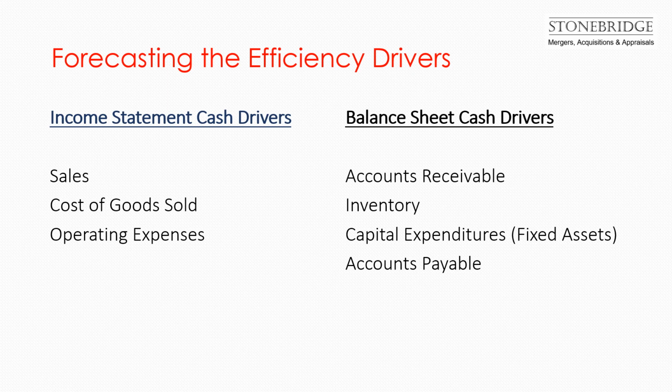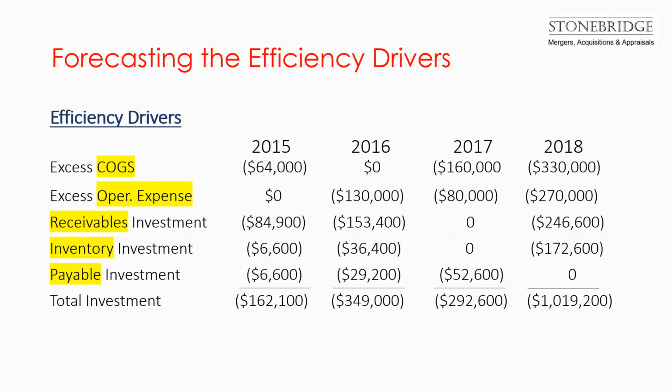You remember the 7 cash drivers. The primary cash drivers are sales, cost of goods sold, and operating expenses. And the secondary cash drivers on the balance sheet are receivables, inventory, capital investment, and payables. In the prior Efficiency Drivers series, video 7, we totaled the extra cost and cash investment in this company we are reviewing. You see the extra cost to the cost of goods sold and operating expenses, and then the added cash investment in receivables, inventory, and payables to fund sales.